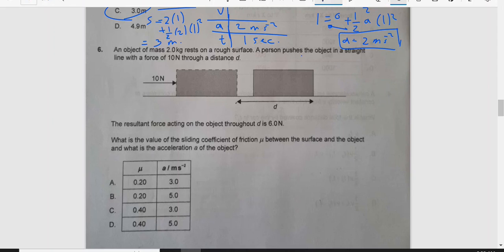Okay, you have an object. It has mass 2 kilograms, at rest on a rough surface. That means I have a friction. A person pushes the object in a straight line with force 10 Newton. So this is the applied force. The object will move a distance d. The resultant force acting on the object is 6.